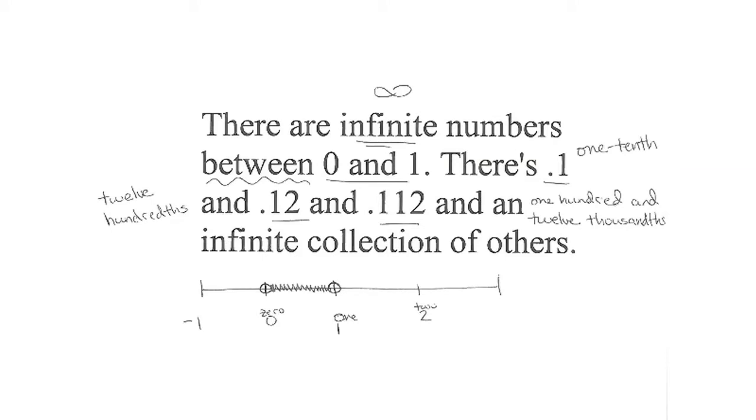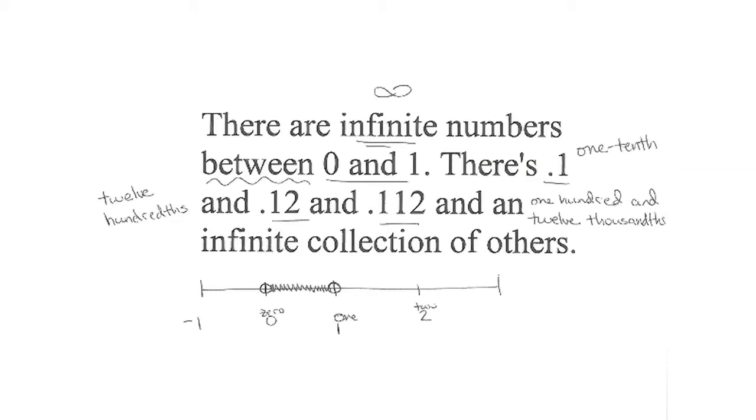Here's the text. There are infinite numbers between 0 and 1. There's 0.1 and 0.12 and 0.112 and an infinite collection of others. Of course, there's a bigger infinite set of numbers between 0 and 2 and between 0 and a million. So in that first line, there are infinite numbers between 0 and 1.